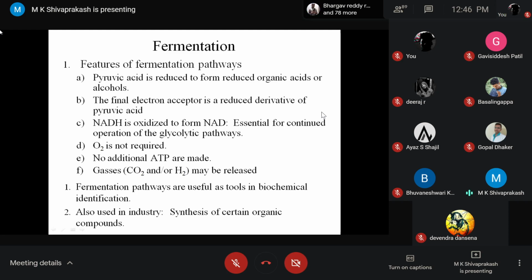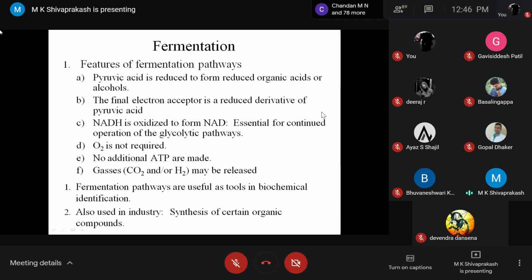By definition, fermentation, we are aware, is where the electron donors and electron acceptors both are organic, and the electron acceptor, this is a very important point for you to remember, is generated internally. It doesn't come from outside, and it has to be organic, and it is generated within the biological system.